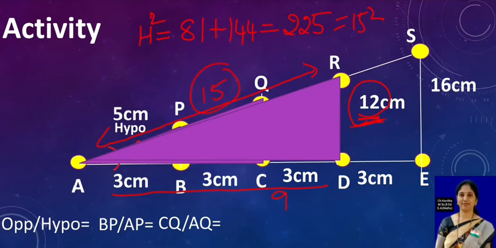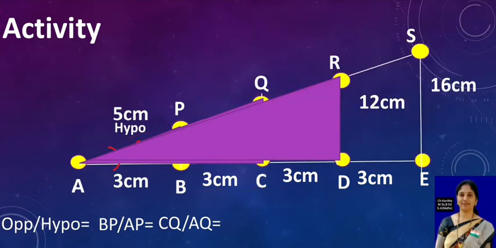Opposite is 12. Now observe the ratio, opposite by hypotenuse. What is the opposite here? 12. What is the hypotenuse value here? 15. So 3 fours are 12, 3 fives are 15. We get 4 by 5. Is it or not? So this ratio is also the same. So we can say that DR by AR is also equal to 4 by 5, the same as the previous triangles.